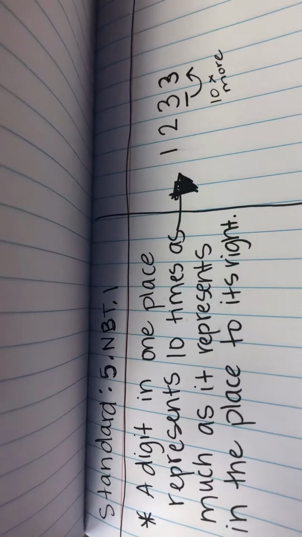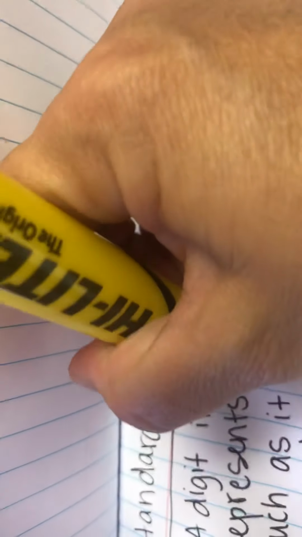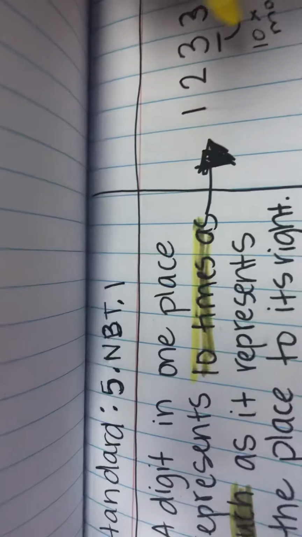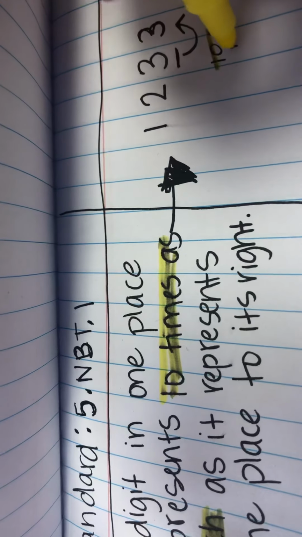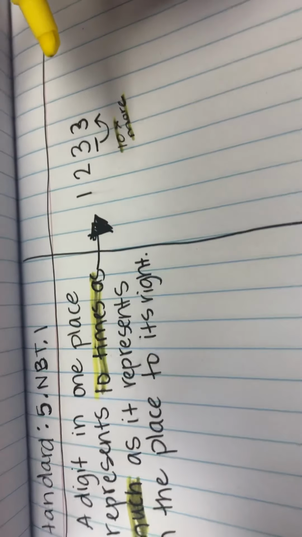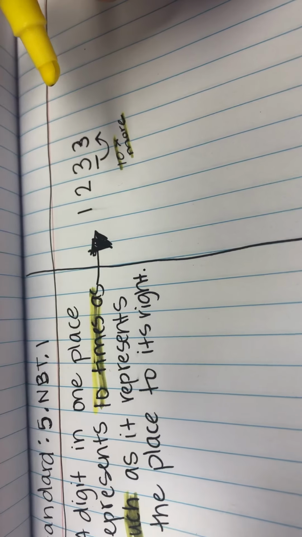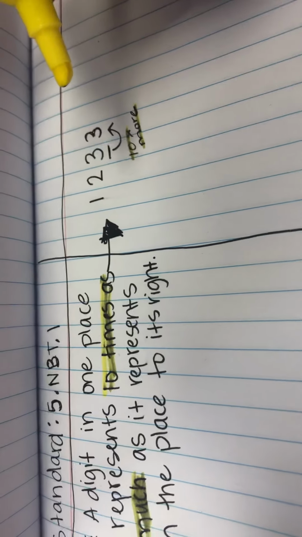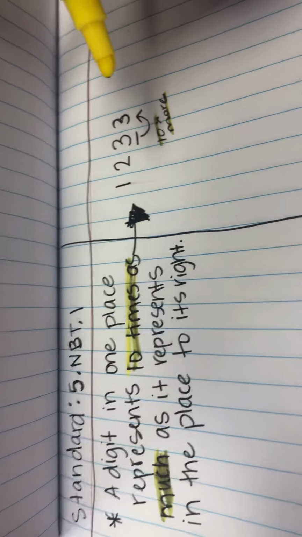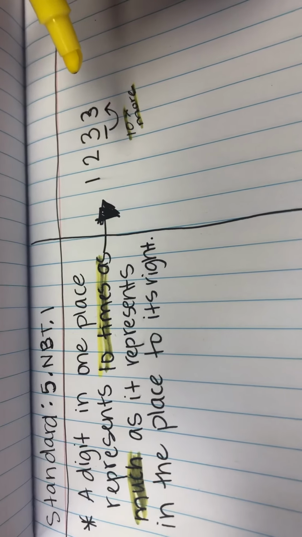Now, I'm going to go back and color code this, okay? A digit in one place represents 10 times as much. 10 times as much. And I'm going to go over here and highlight the coordinating part. 10 times as much, 10 times more. My highlighter kind of bled on that, but that's okay. You don't have to have highlighters to do this. You can use colored pencils. You can use different color markers, different color pens. You can underline. You can do a lot of different things.